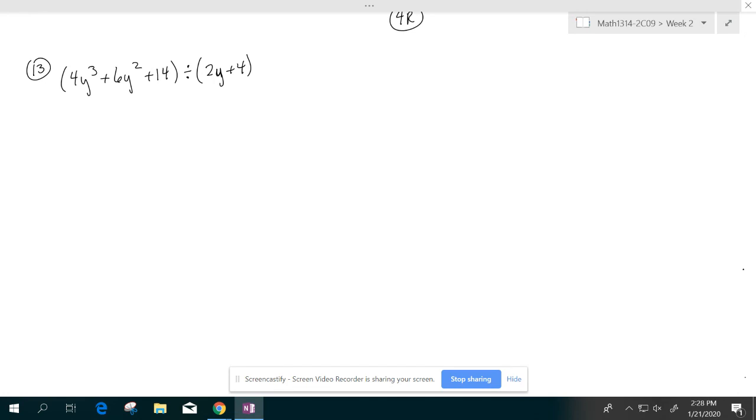And the instructions, again, it just says divide. The instructions say divide. That's kind of obvious. They have a division symbol. So what's going to be the divisor this time? Okay, good. So we're going to have 2y plus 4 out front. And then what's the dividend?